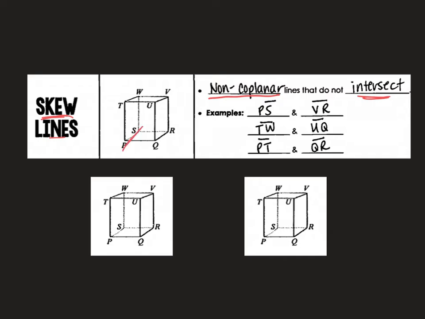We've got PS running this way, and then segment VR running up and down. This up and down line is never going to intersect with the line going back and forth, so those are skew. How about TW moving back and forth with segment UQ going up and down? They're never going to intersect. Or how about PT going up and down? It's never going to intersect with QR. Those are all examples of skew lines. I would copy this figure and this into your notes.